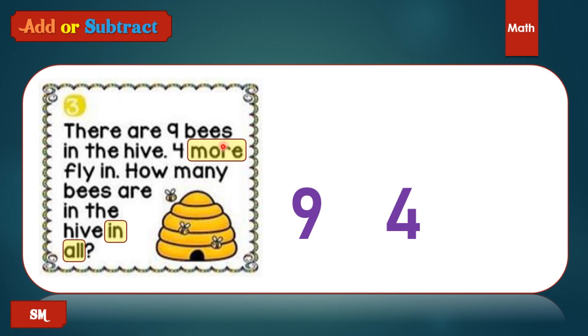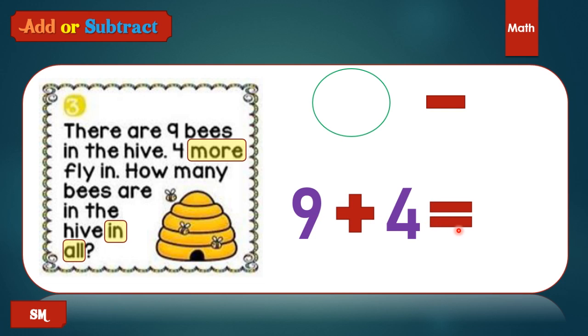So when I say more or in all, is it plus or minus? Excellent. It's plus. It's addition. Okay, put plus between 9 and 4. Now, it's 9 plus 4. 9 plus 4 equal what? Can you tell me? Excellent. It will be 13. I'll start with 9 and count another 4. I'll count forward after 9, another 4.